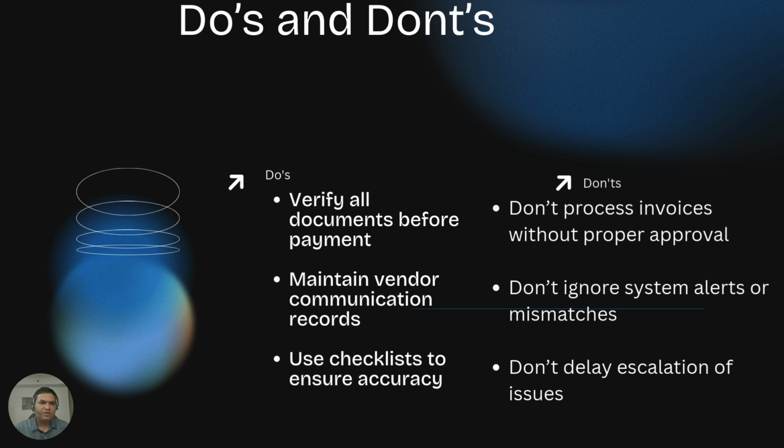Now let's talk about do's and don'ts. What are the important do's and don'ts in AP function? Do's. Whenever you process a transaction or an invoice, verify all documents before payment, maintain vendor communication records, use checklists to ensure there is accuracy.